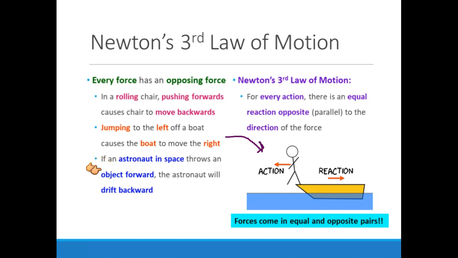For an astronaut, if they're not tethered to something and they start moving backwards, remember, they're never going to stop moving because there's nothing slowing them down. There's no friction, no air resistance, no gravity to slow them down. So they have to be really careful with their motion. Again, Newton's third law: every action has an equal and opposite reaction, and these forces come in equal and opposite pairs. There's never just one force, there's always a pair of forces going opposite each other.